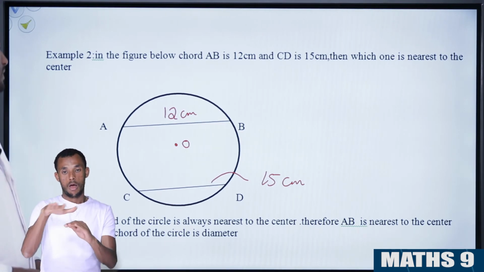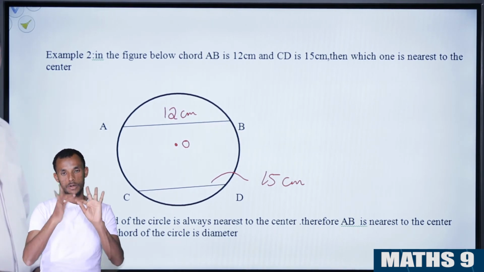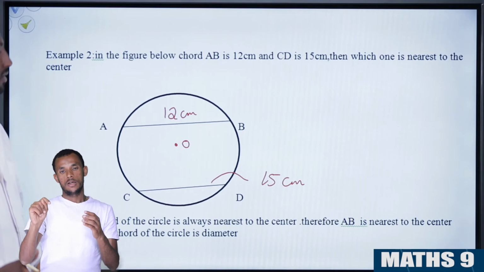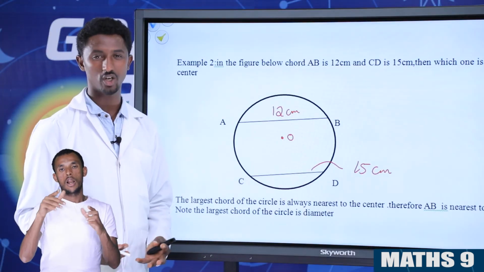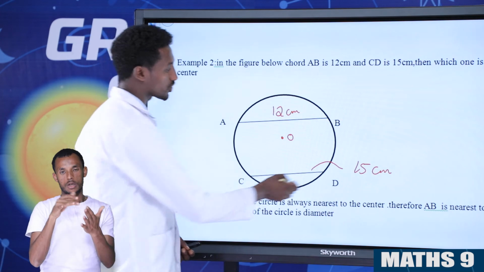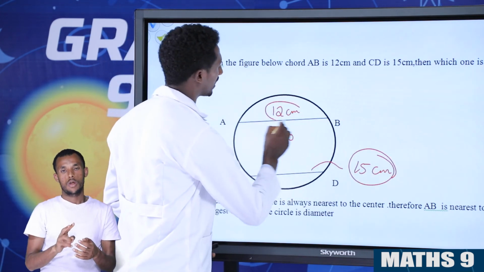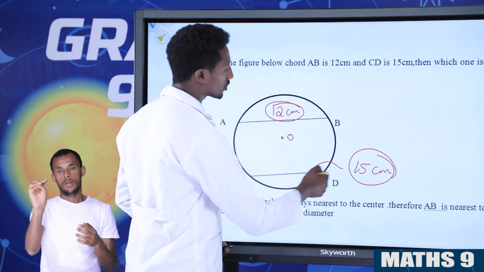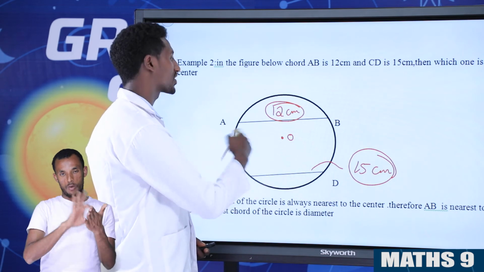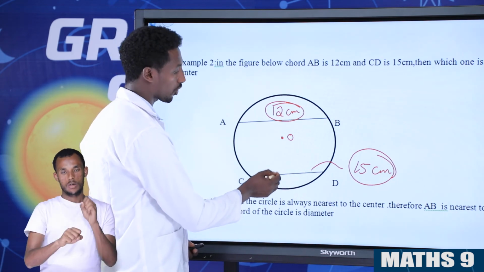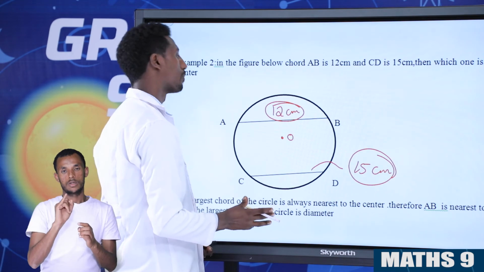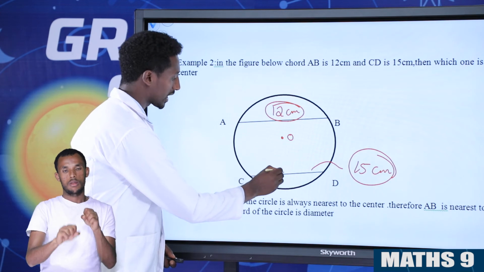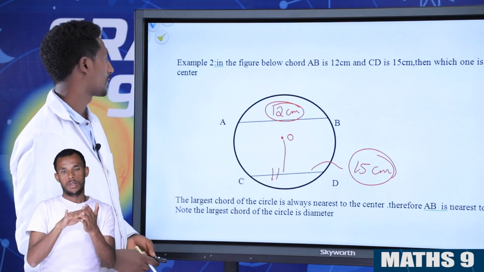From the above definitions, we have seen the largest chord of a circle is a diameter, and the larger one is always closer to the center. So from these two numerical values, AB is 12 centimeter and CD is 15 centimeter, which is given. So the numerical value of CD is greater than AB. So this chord CD will be closer to the center than AB. So CD is closer to the center than chord AB.